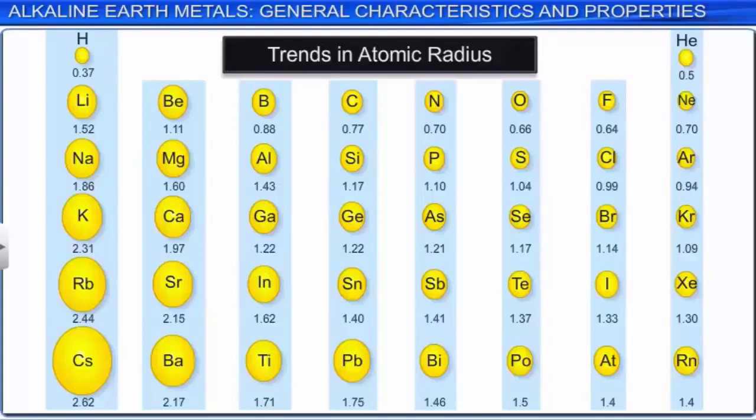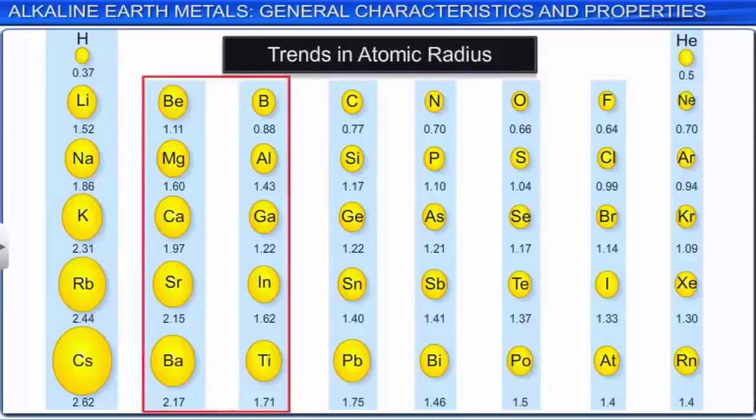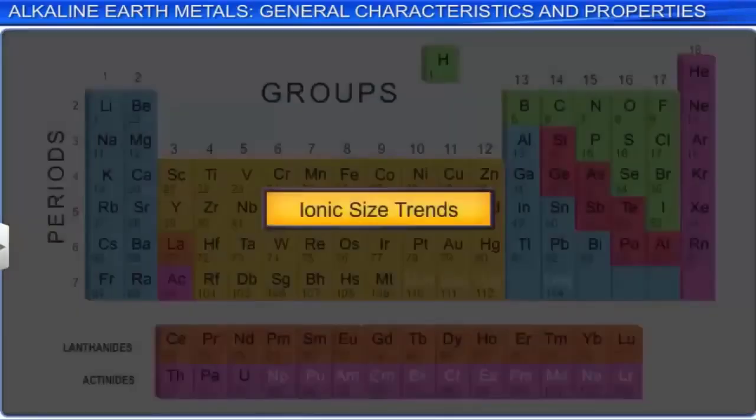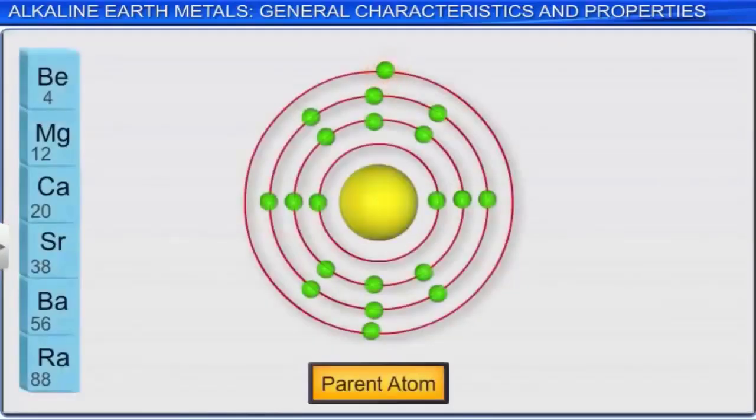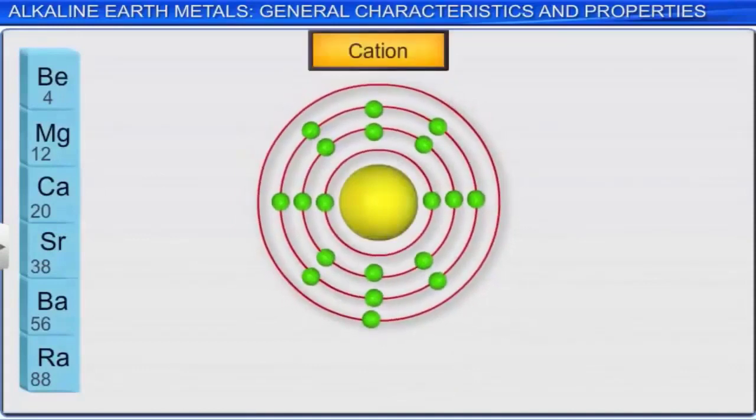Let's consider the ionic size trends. Cations are smaller than their parent atoms due to increased nuclear charge. As mentioned earlier, the Group 2 metals typically form ions with a +2 charge. As shown in the graphic, the Group 2 cations that form are significantly smaller than the neutral metal atoms.